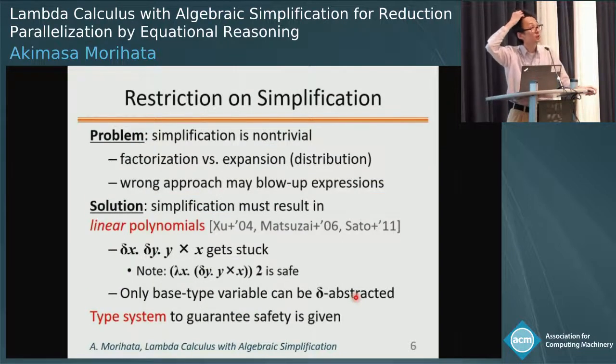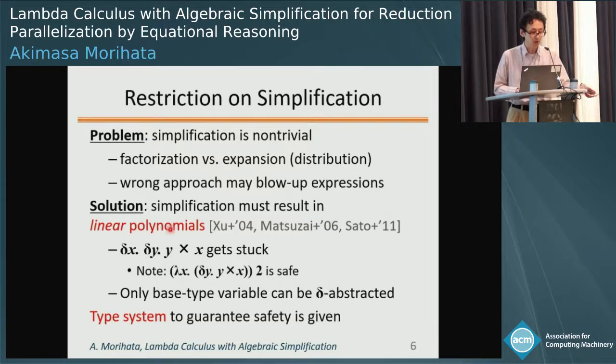Now we have seen that algebraic simplification is very useful for formalizing parallel reductions, but there is a problem. Simplification is not as easy as we expect. There exist several approaches for simplification, for example, factorization or expansion, and the wrong approach may lead to exponentially large expressions. That is not a simplification and is useless for parallel evaluation. In order to remedy this problem, we require that simplification must result in a linear polynomial. This restriction is used by several studies to formalize practical parallel reductions, and so I expect that this restriction is somewhat reasonable.